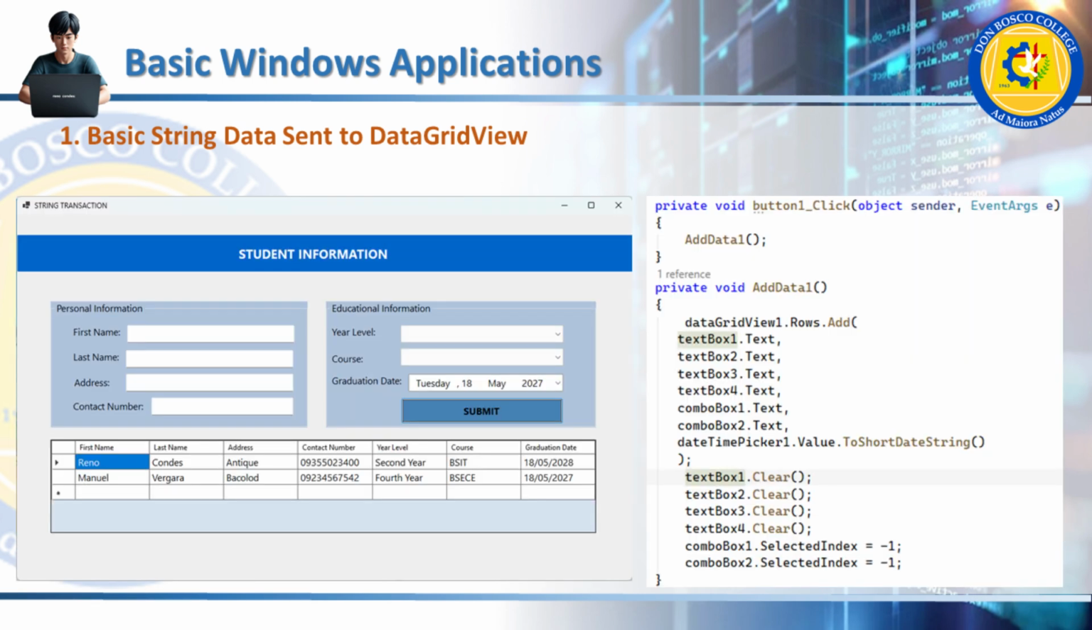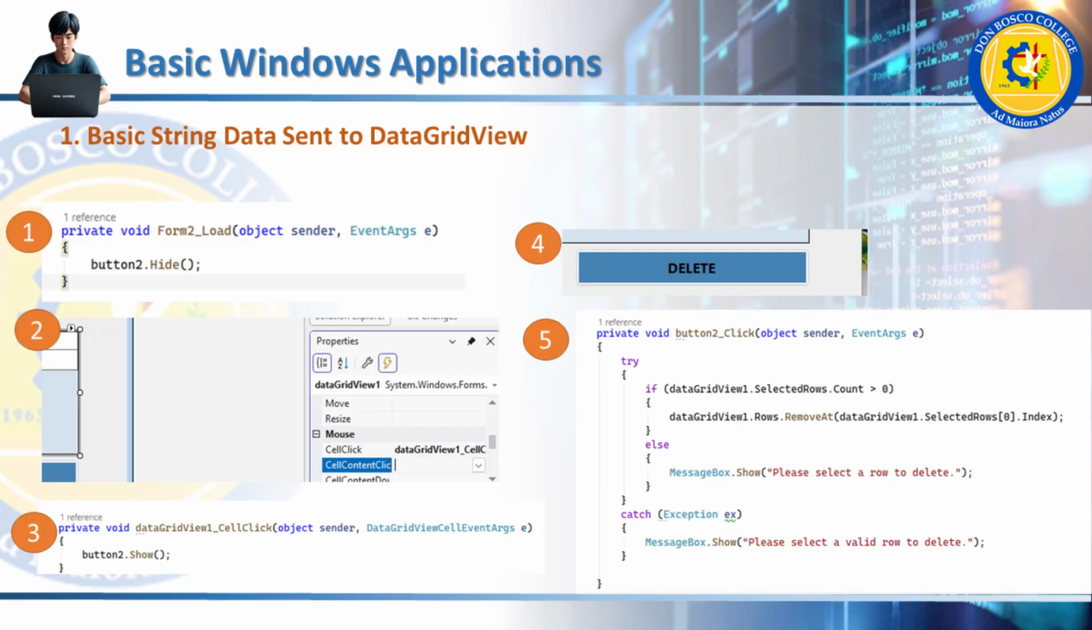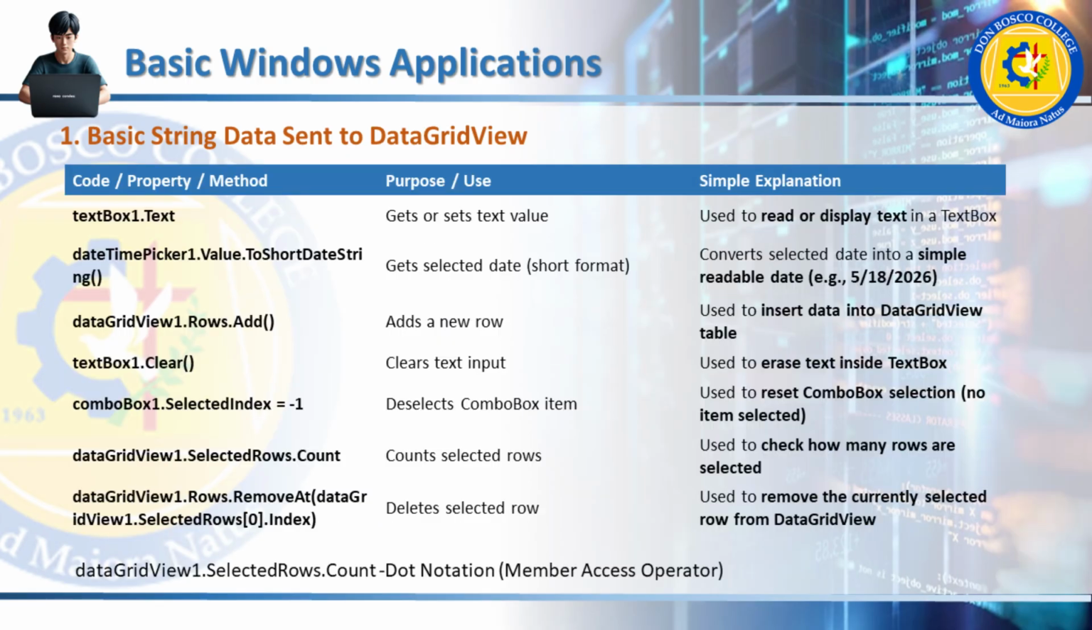The following code shows how to add values from the GUI controls to the DataGridView and how to delete a selected value after clicking a button when a row in the DataGridView is selected. The complete demonstration will be executed by the instructor, but for now let us understand some technical terms.